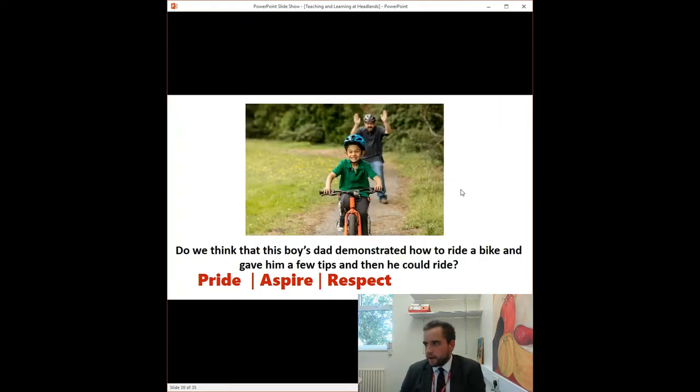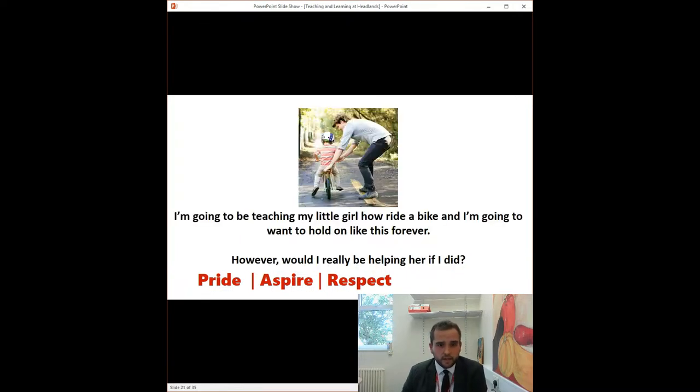When we've talked to the students about this, particularly in assembly, we've kind of solved it with these. So the first question I would have, and I think it's an interesting question for us all to think about, is this: do we think that this boy's dad demonstrated how to ride a bike and gave him a few tips, and then all of a sudden he could just ride a bike? And from all of our experiences of learning, we know that that can't have been the case. Learning just doesn't happen like that. It's not that simple. There have to be some mistakes, and there has to be some real effort to improve from those mistakes and get things right.